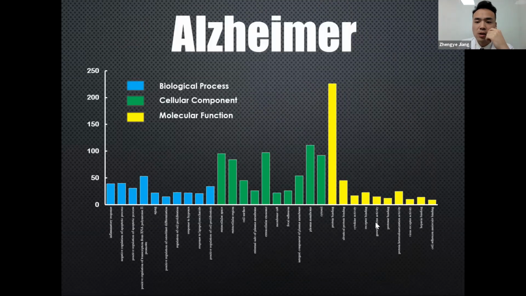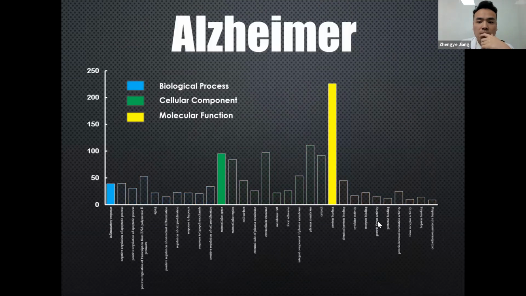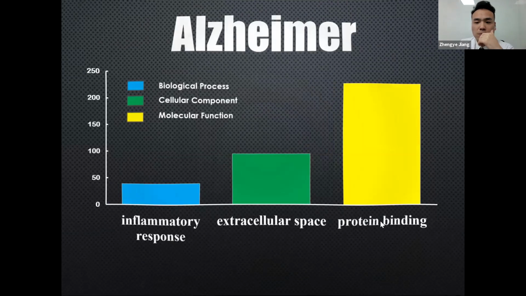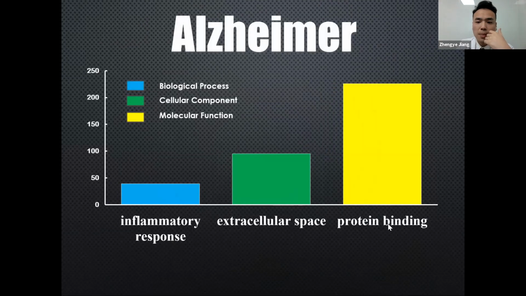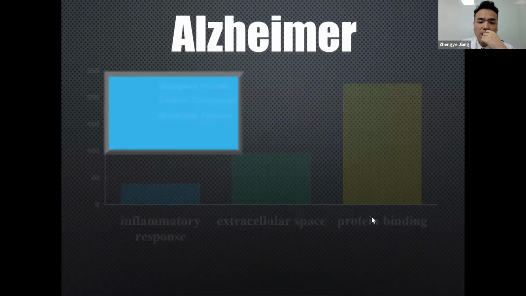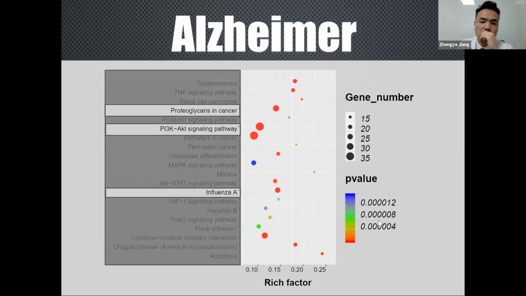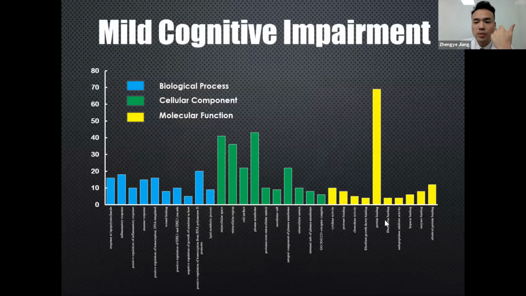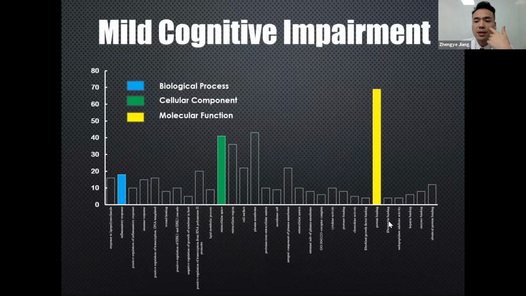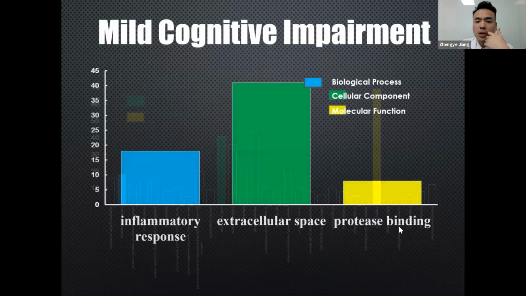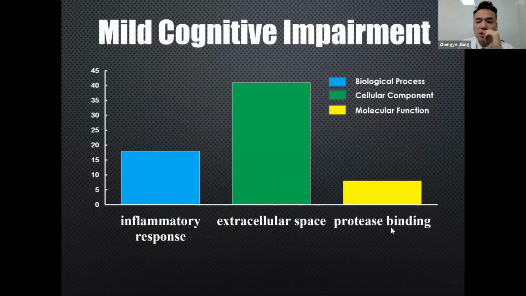Then we found the top 3 annotations in the GO analysis, namely inflammatory response, extracellular space, and protein binding. In the KEGG analysis, we also found the top 3 signaling pathways with the highest enrichment, namely proteoglycans in cancer, the PI3K-Akt signaling pathway, and influenza A. Similarly, we also obtained 3 obvious terms from GO analysis in MCI. Notably, they are the same: inflammatory response, extracellular space, and protein binding.